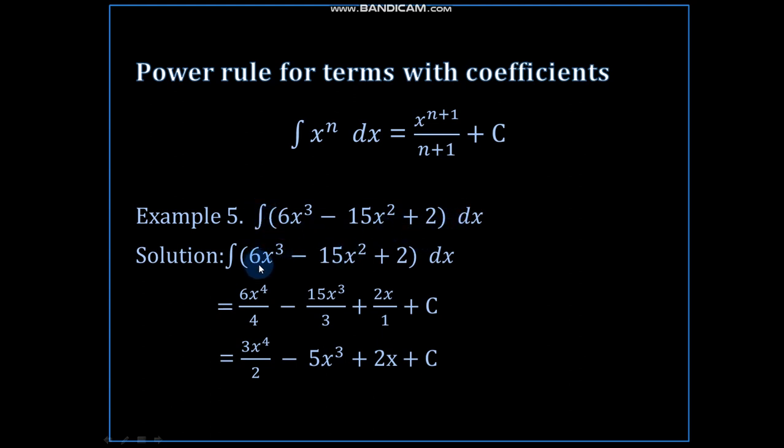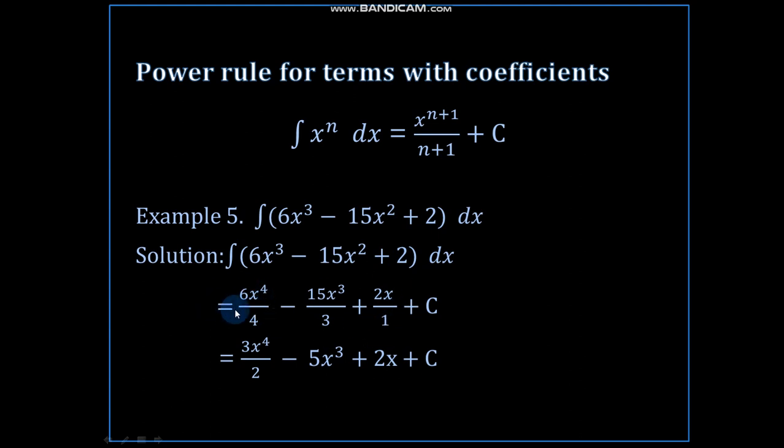So we can evaluate it one term at a time. So we have 6x to the 4th, add 1 lang, over 4, minus 15x to the 3rd over 3, plus 2x, kasi yung x na to 0 yun eh. So plus 1 over 1.